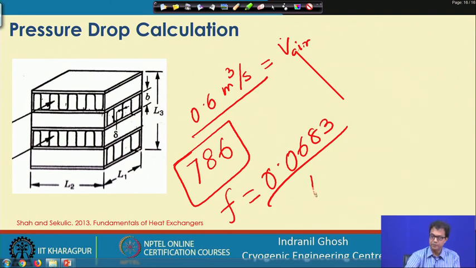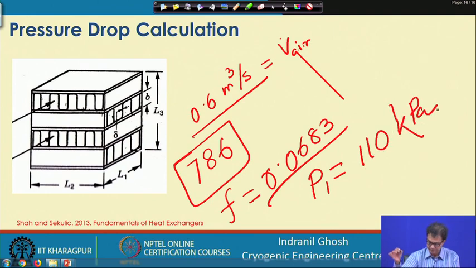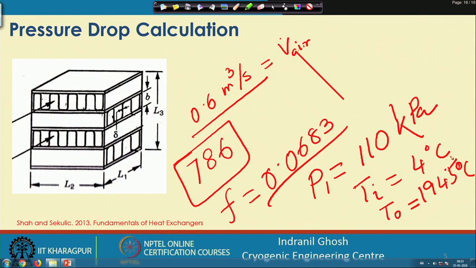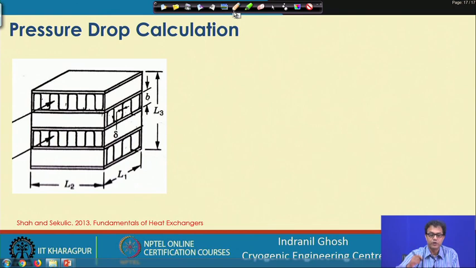The inlet pressure P1 is known, it is 110 kilopascal. Then the inlet temperature T in is 4 degrees centigrade, whereas the exit temperature is 194.5 degrees centigrade, and the gas constant R for air has been given as 287.04 joule per kg Kelvin. So, these are the parameters that are given for us. Based on this information, now we have to calculate the pressure drop.